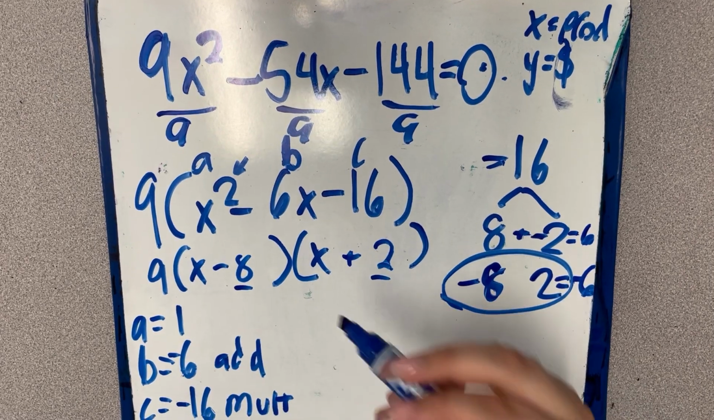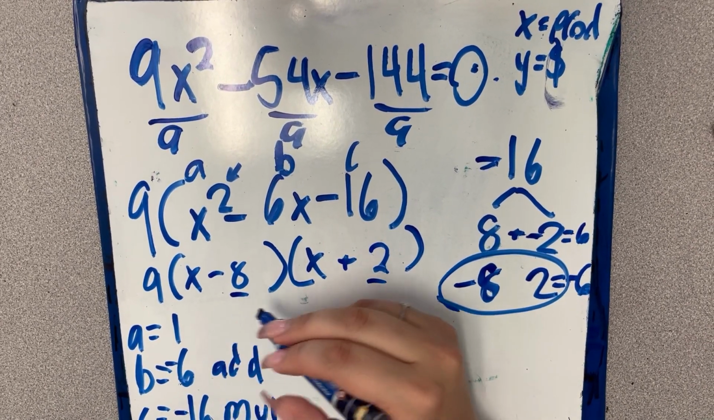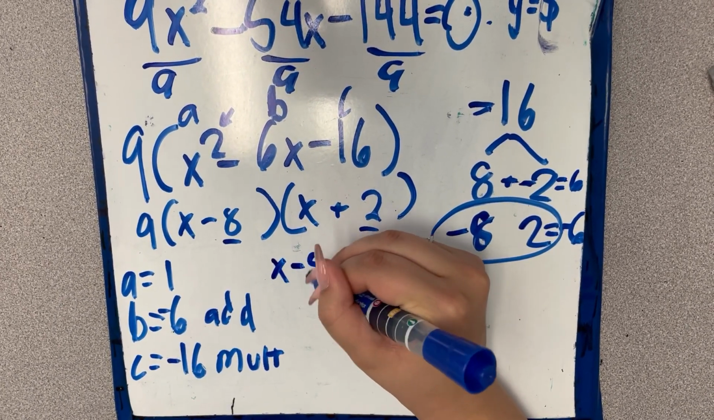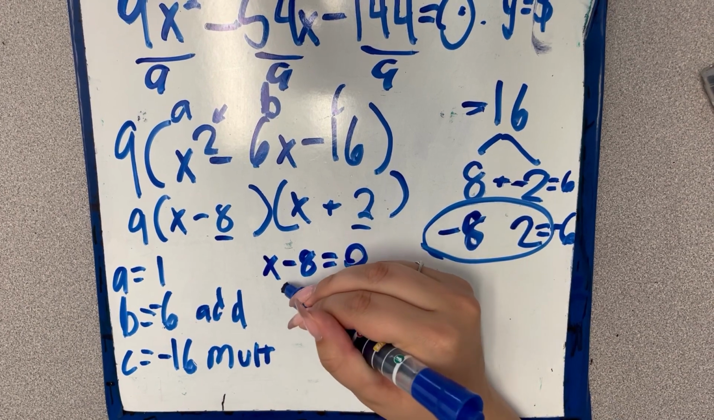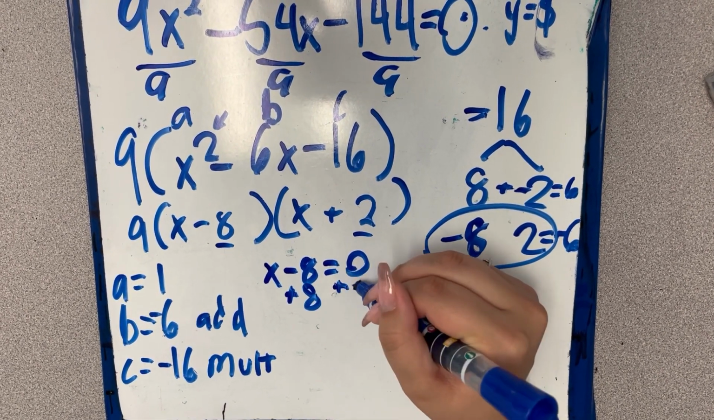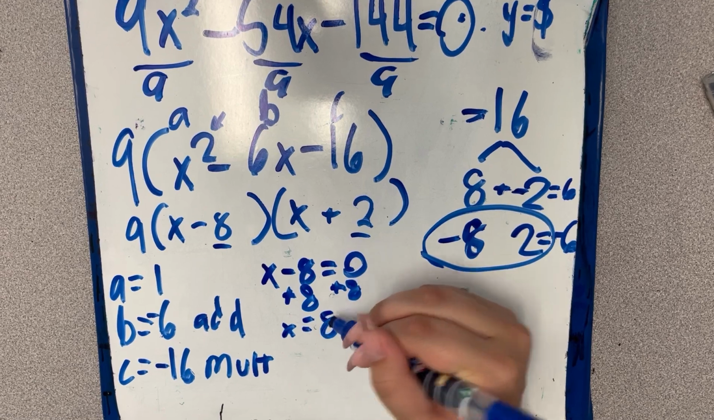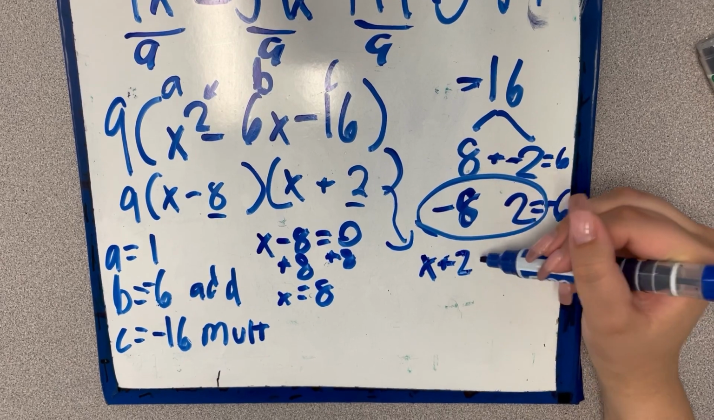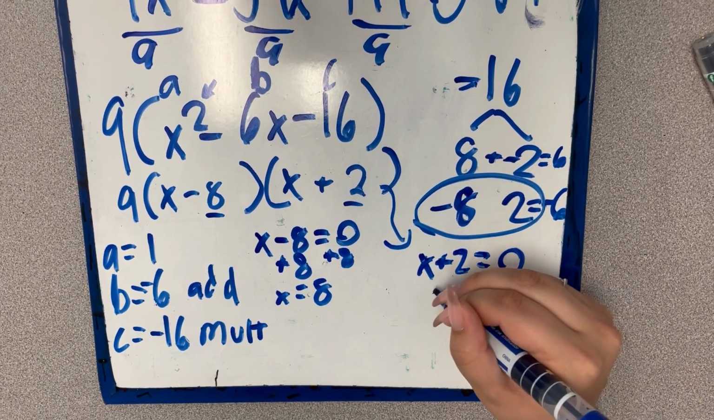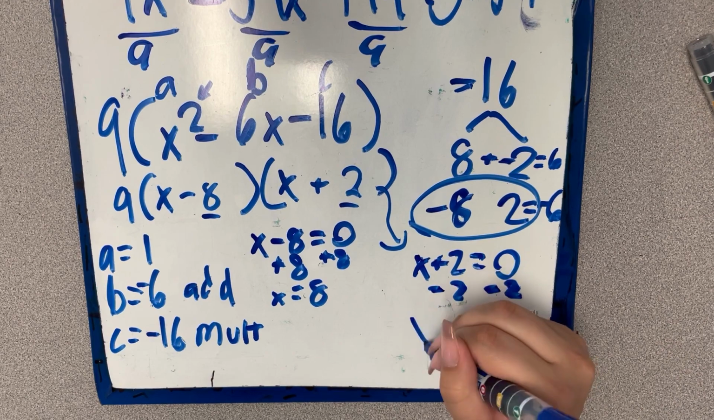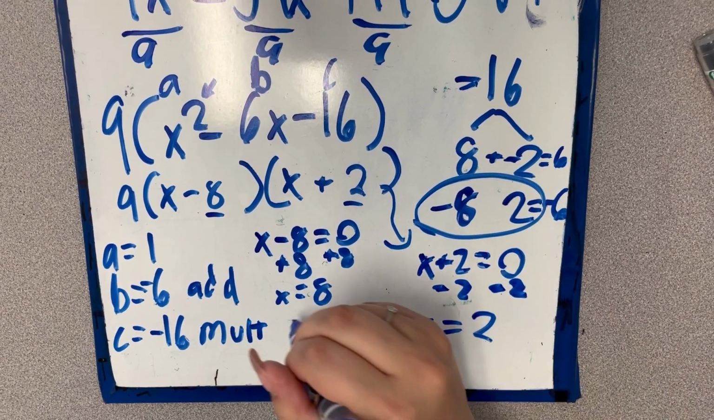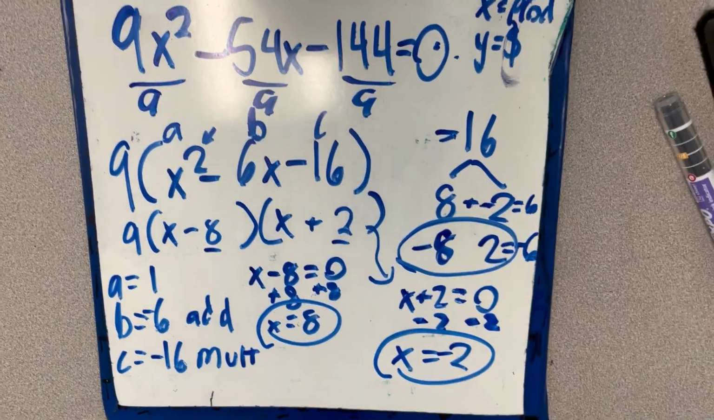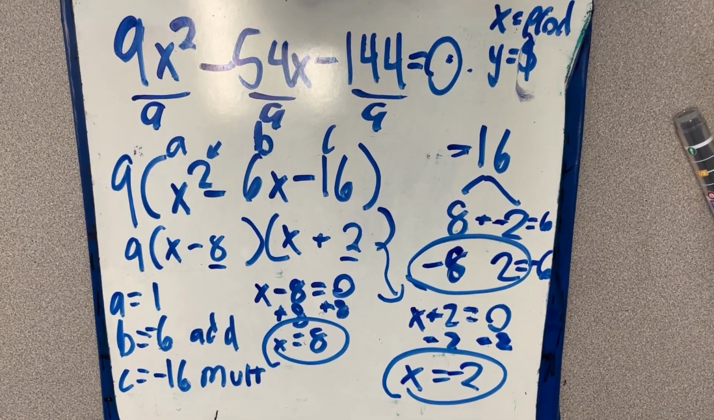Now we're going to take these numbers and find the zeros of each component of these 2. x minus 8 equals 0. We add 8, so x equals 8. And this one is going to be x plus 2 equals 0. Subtract 2, so x equals -2. So now we have 2 options for what the answer to the question can be.